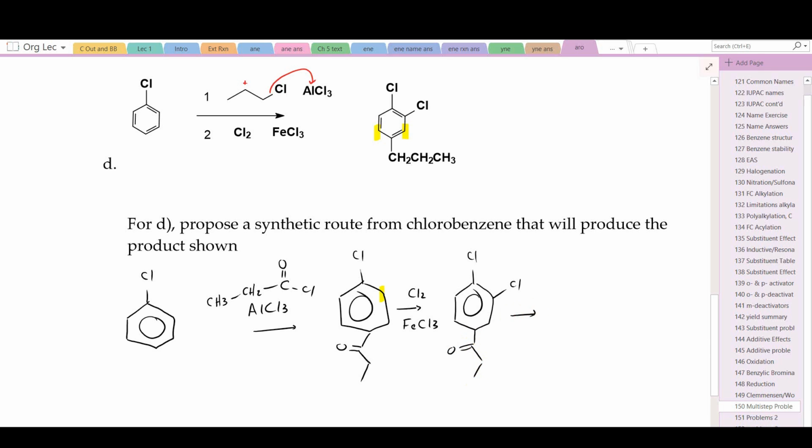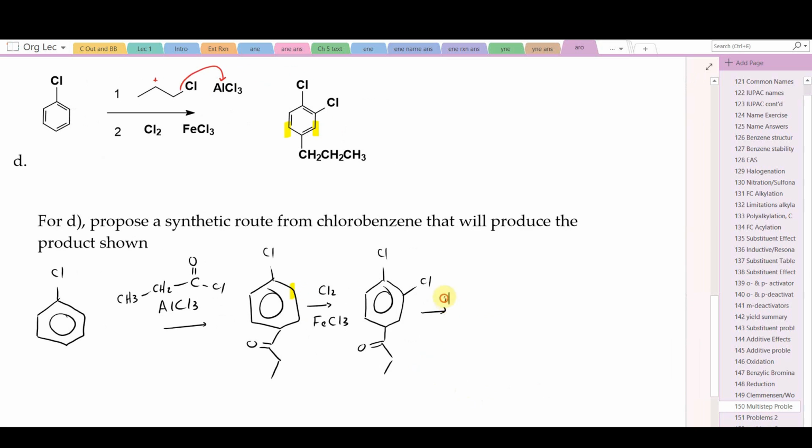And the last step then, we can hydrogenate on any of the catalysts, nickel, palladium, platinum, and reduce the carbonyl group that's in the benzylic position. Here it is, in the benzylic position, it'll be reduced to a methylene group. So we can get our final product, which would be 1,2-dichloro-4-propylbenzene.